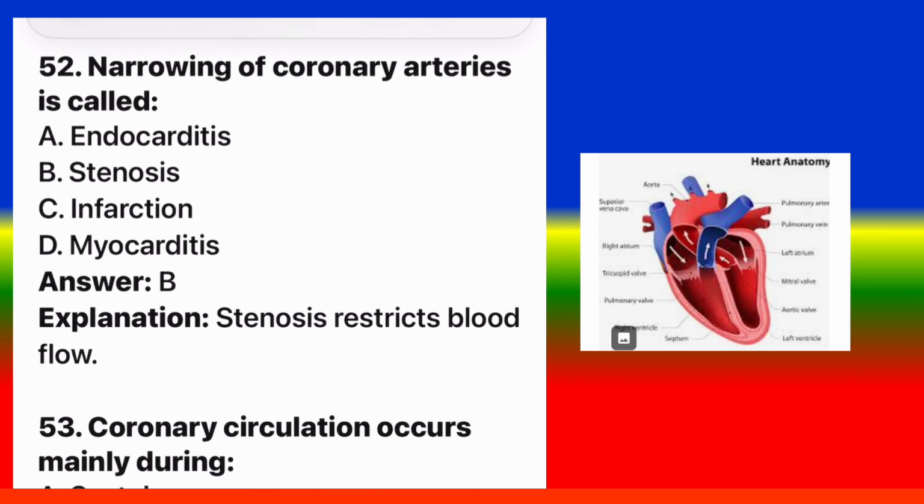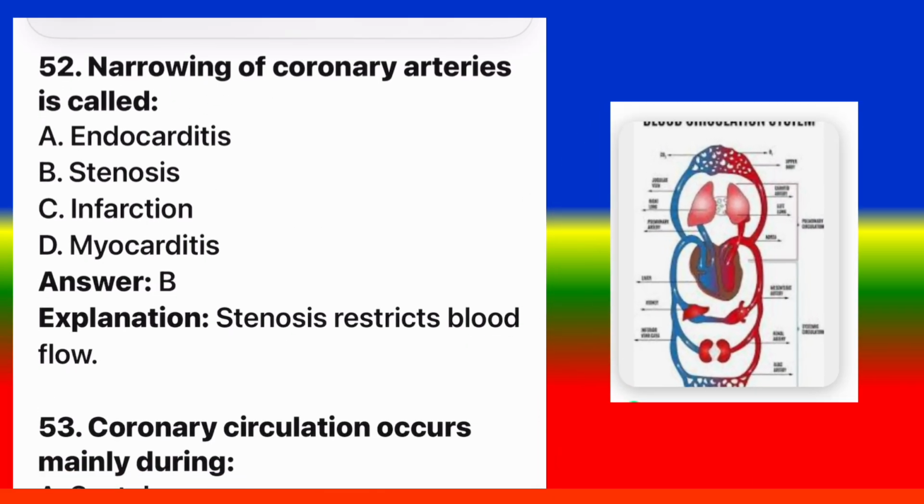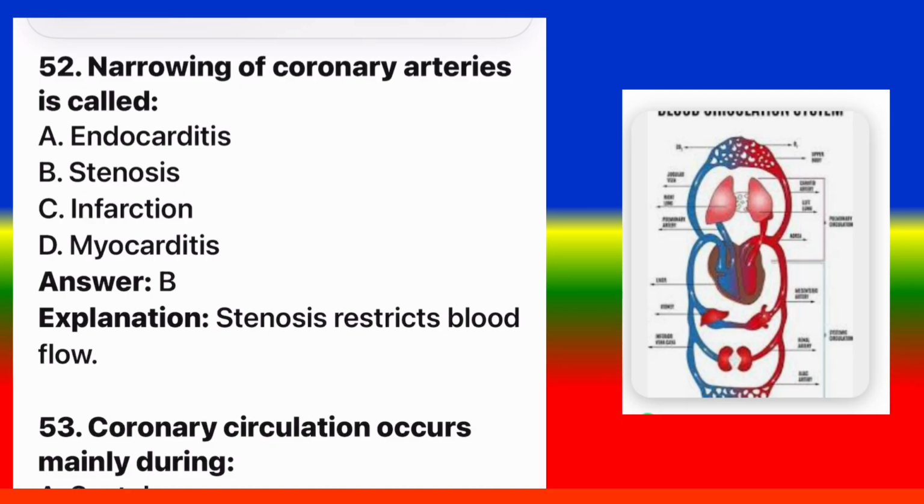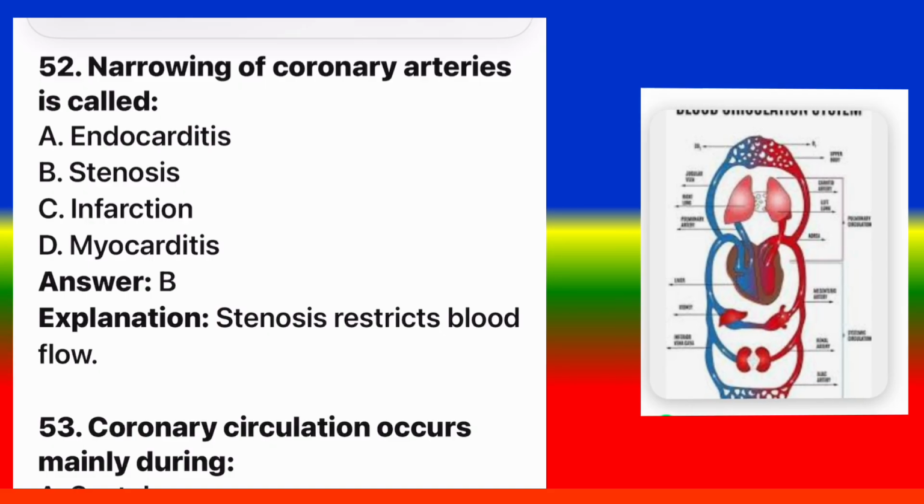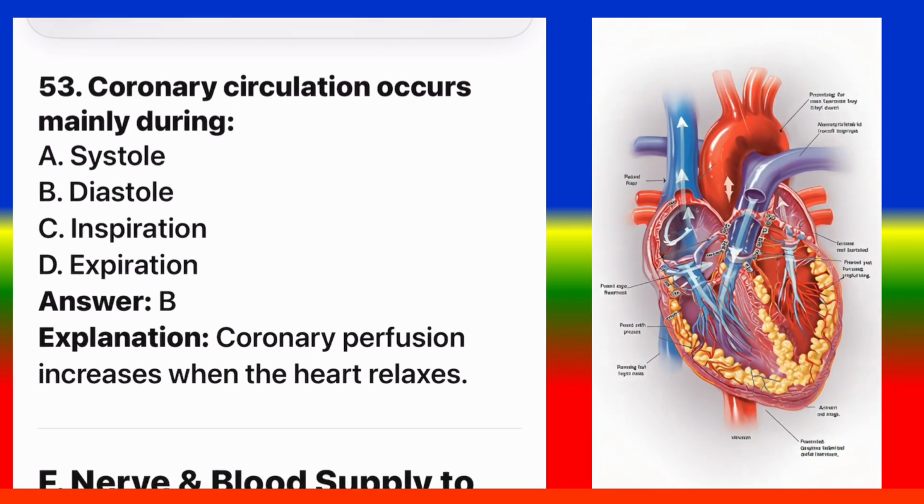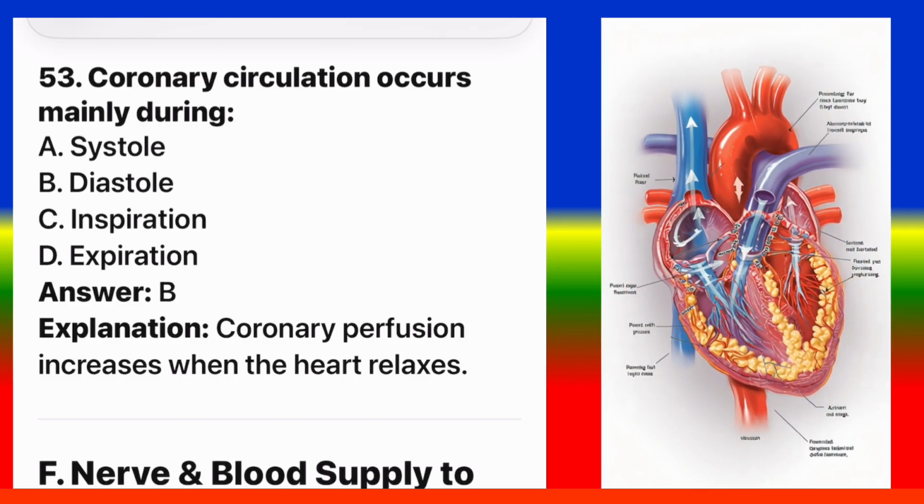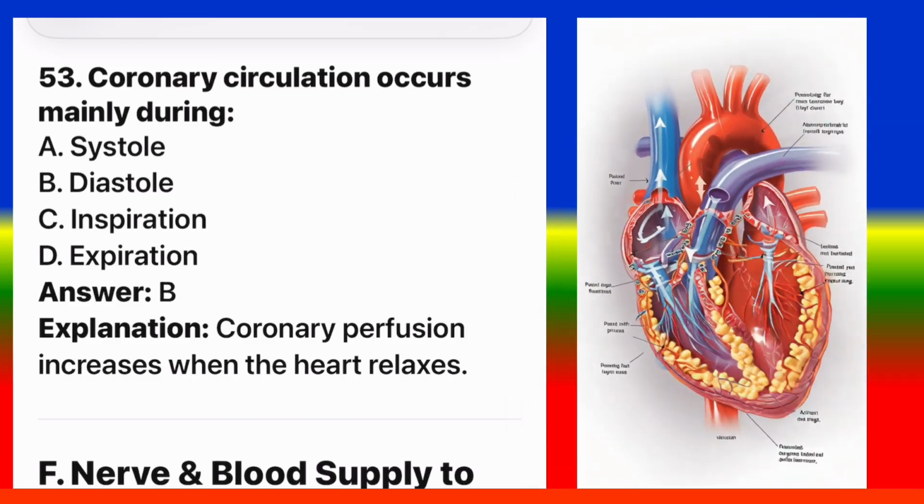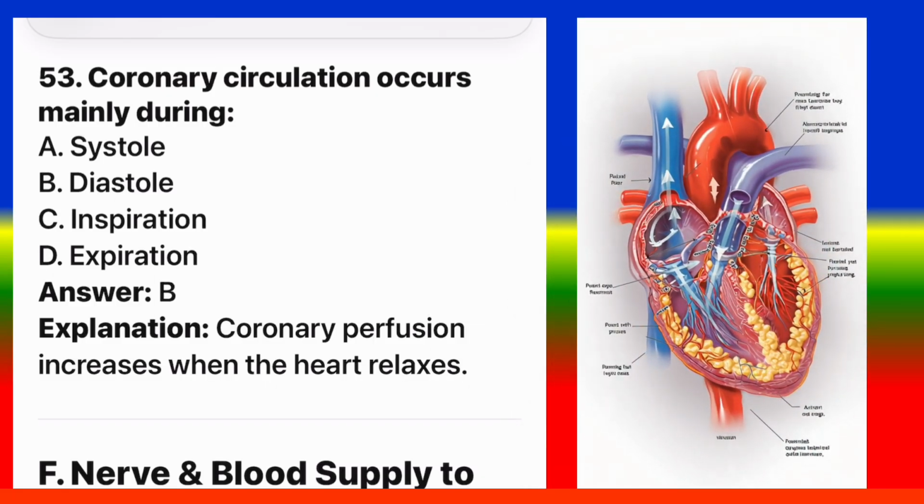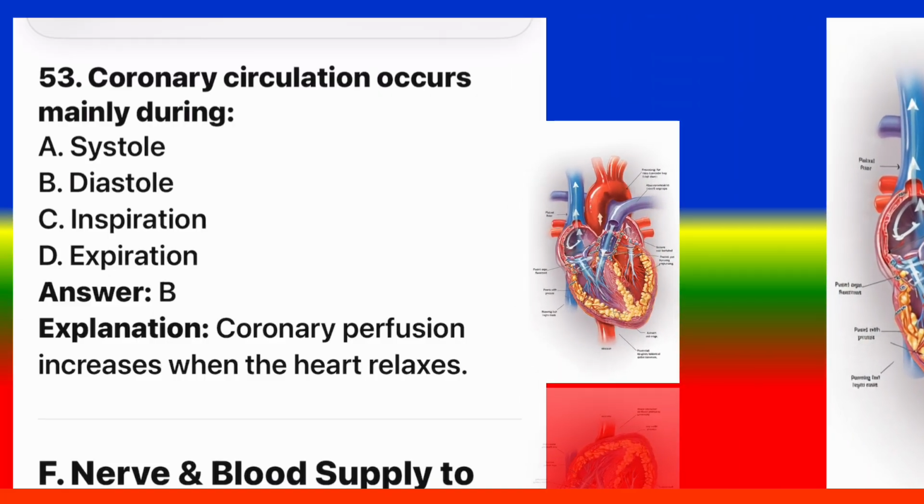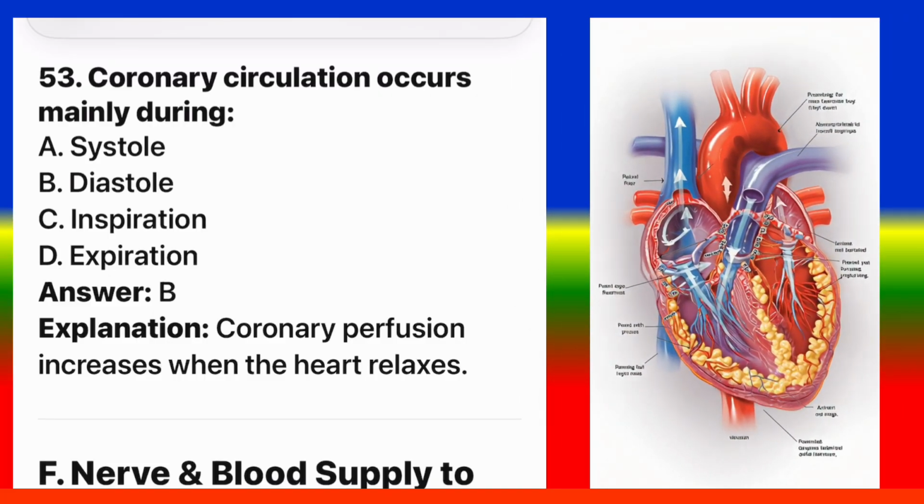52. Narrowing of coronary arteries is called: A. Endocarditis, B. Stenosis, C. Infarction, D. Myocarditis. Answer B. Explanation: stenosis restricts blood flow. 53. Coronary circulation occurs mainly during: A. Systole, B. Diastole, C. Inspiration, D. Expiration. Explanation: coronary perfusion increases when the heart relaxes.